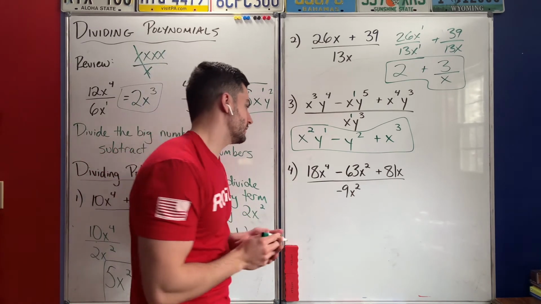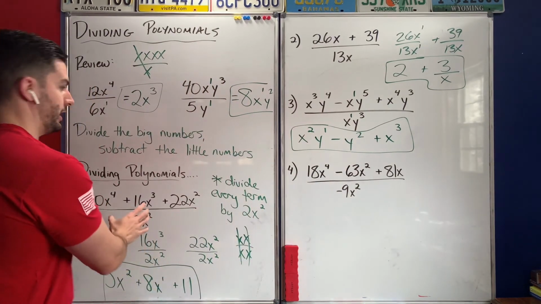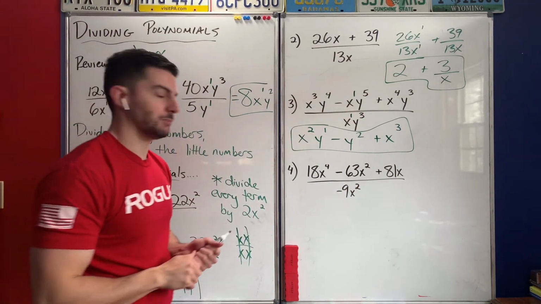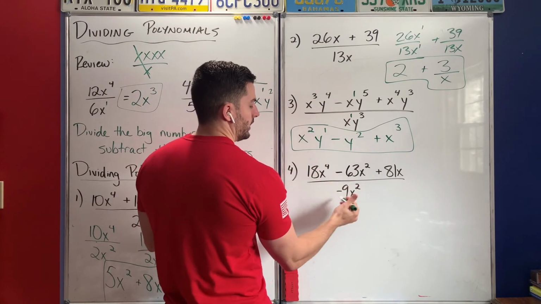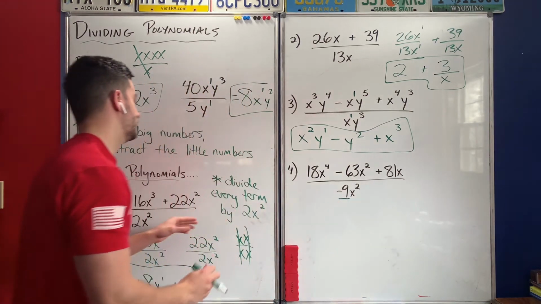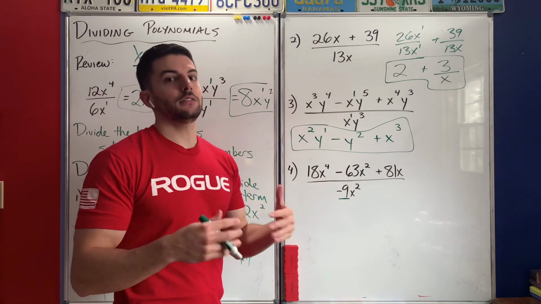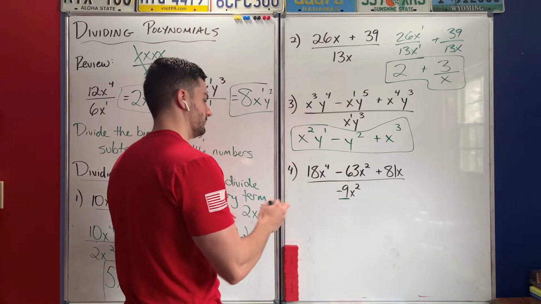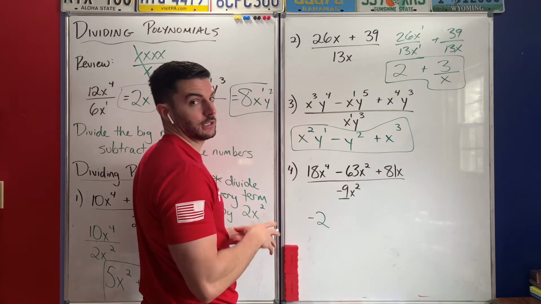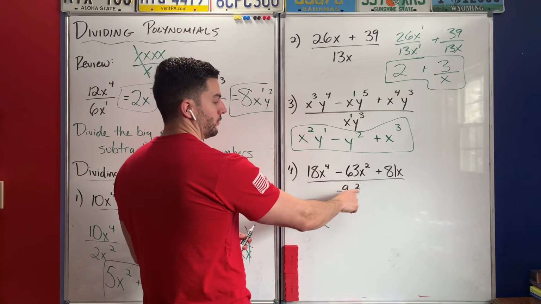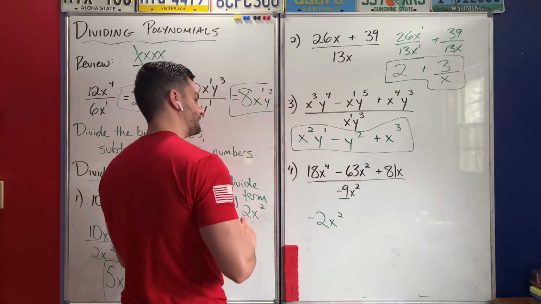Last one, number 4, okay? Again, same idea. I won't break it down like I did the other ones, but if it helps you to break it up into individual fractions, do that, please, okay? So 18x to the 4th divided by negative 9x squared. Now keep in mind this is a negative, okay? So when I divide the big numbers with this negative, I'm going to have to switch around the signs a little bit. So 18 divided by negative 9 is negative 2, okay? And then subtract my little numbers. x to the 4th divided by x squared. 4 minus 2 is 2, okay?